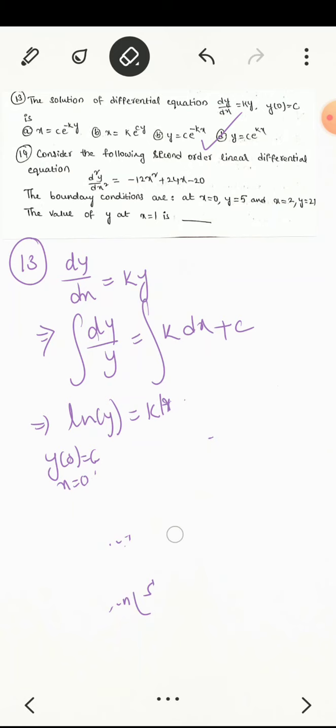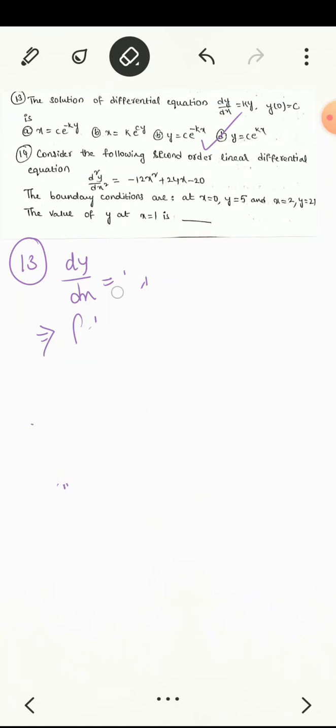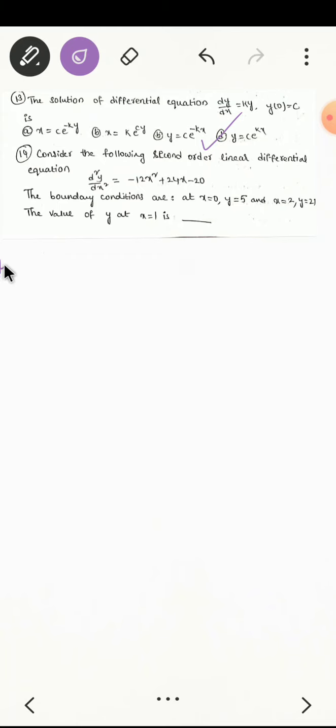Problem number 14, they have given: consider the second order linear differential equation with boundary conditions. Okay, this is actually a very easy problem. So how can you solve problem number 14? Like d square y by dx square. No need to worry by seeing d square y by dx square. If you are able to separate x and y, then it is fine.